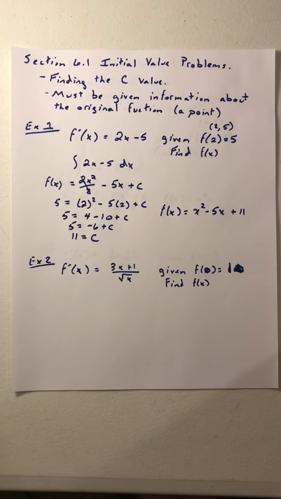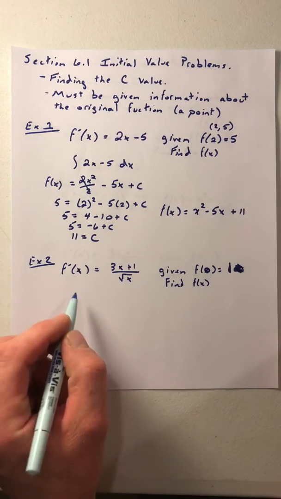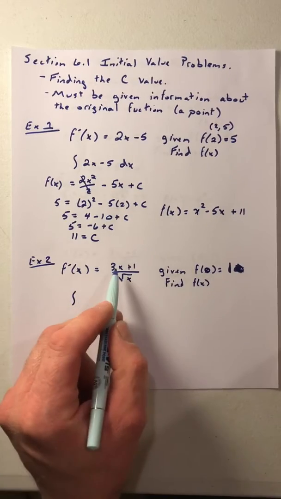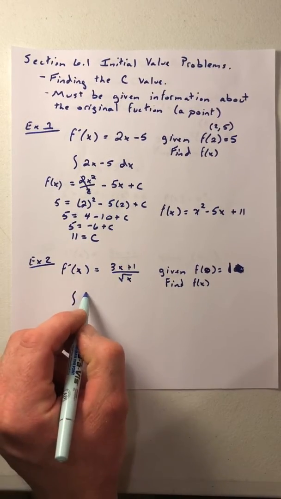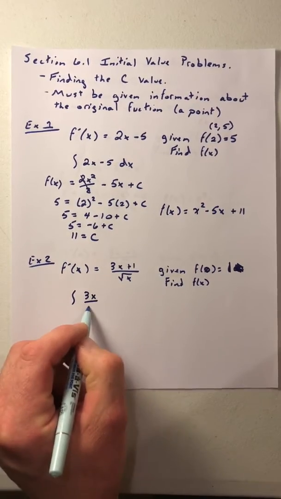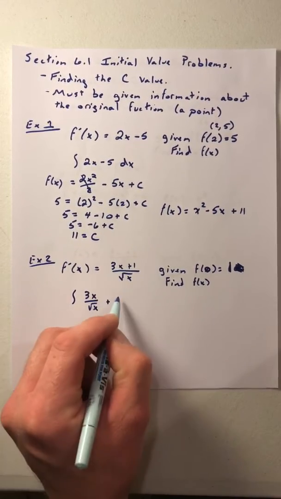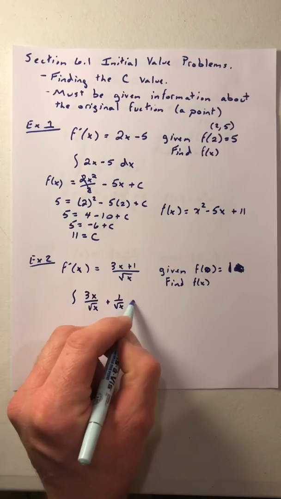In example 2, we're just going to get a little more complicated. We're going to throw some radicals in there. We can throw natural logs, e's. We'll see a bunch of that stuff today. So I'm going to go ahead and again integrate. As I do this, I'm going to go ahead and split this up as we have done in the past. So I get 3x over the square root of x plus 1 over the square root of x dx.